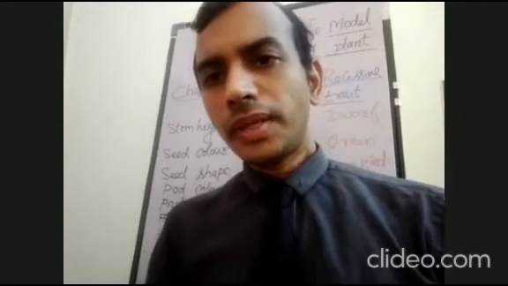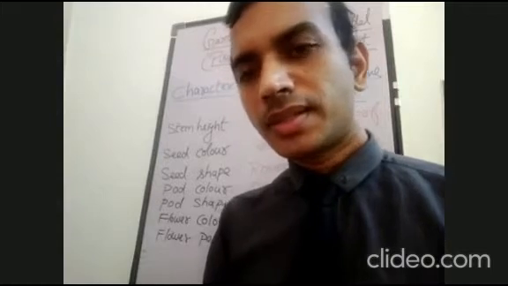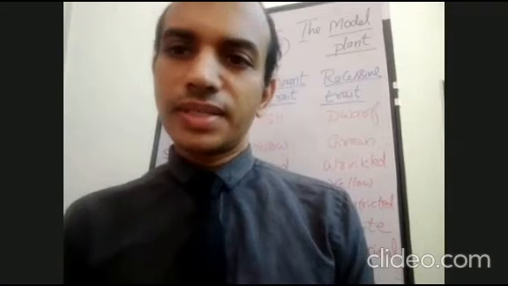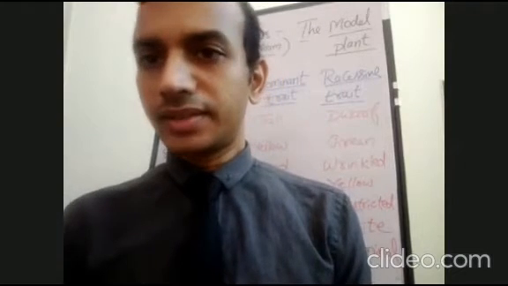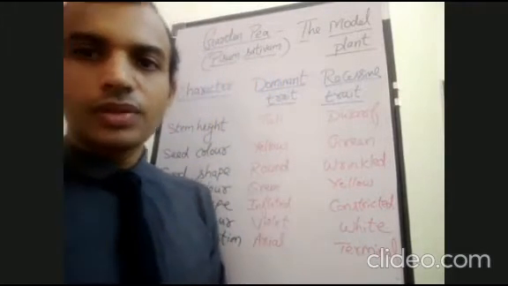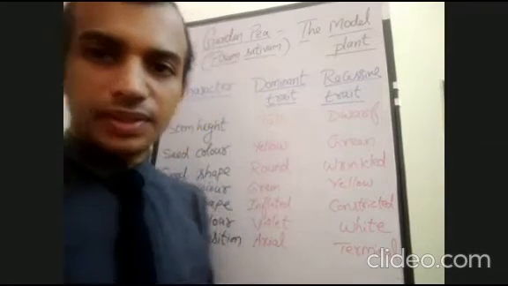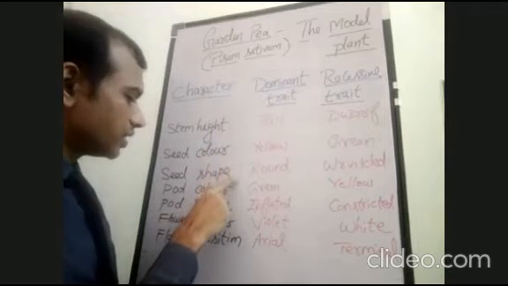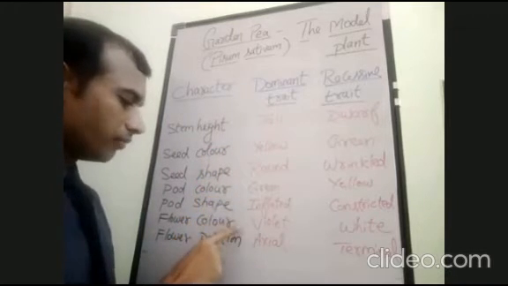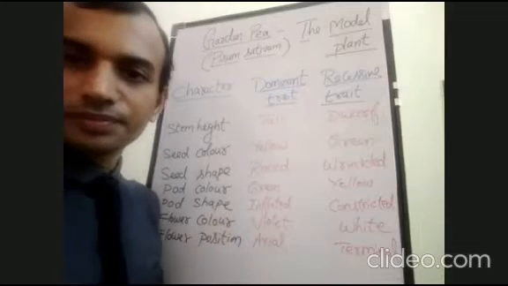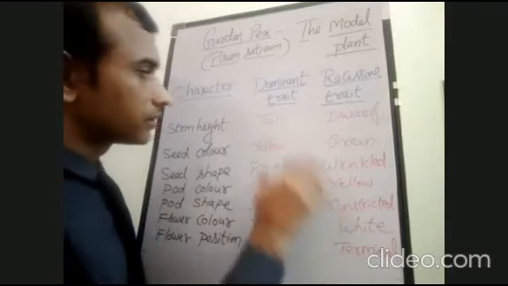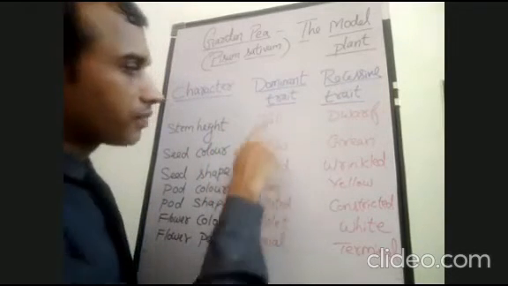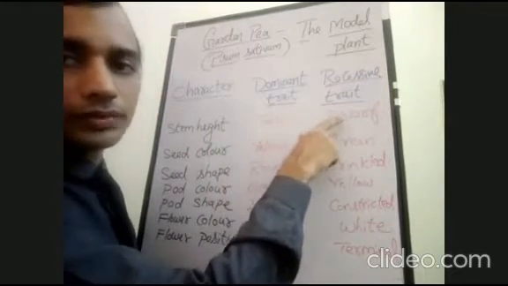When Mendel was working with pea plants, he focused and concentrated his studies on 7 characters of pea plants. So which are those 7 characters he studied? Those are stem height, seed color, seed shape, pod color, pod shape, flower color, and flower position. These 7 characters. So we know that each character had their contrasting traits. Stem height, tall, dwarf.